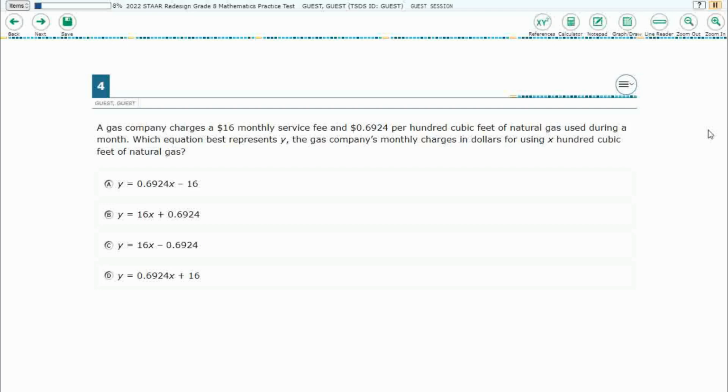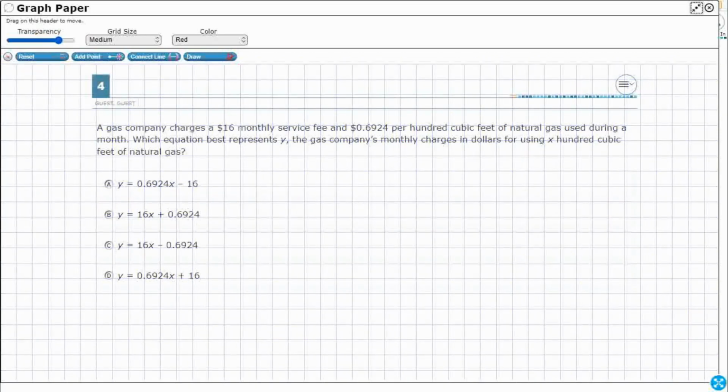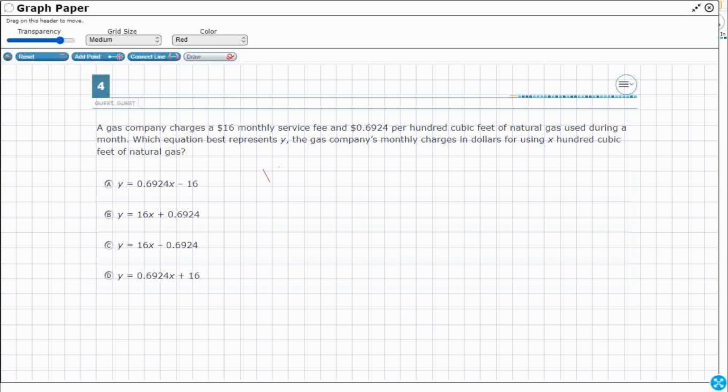Now this is seemingly a simple problem, but there's a little bit of a trick here. So let's first get our slope-intercept form out here. When we're talking about slope-intercept form, this is a common form of linear equations that we're going to see. y equals mx plus b.